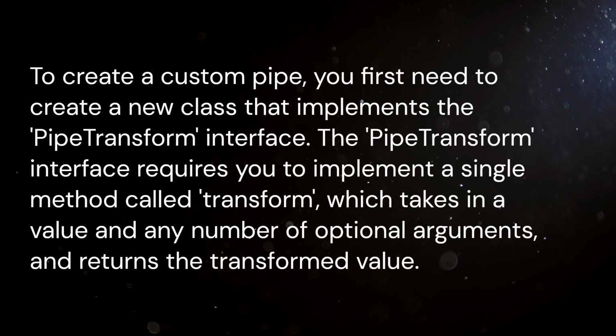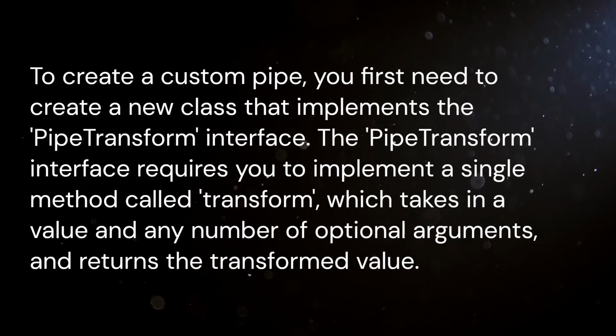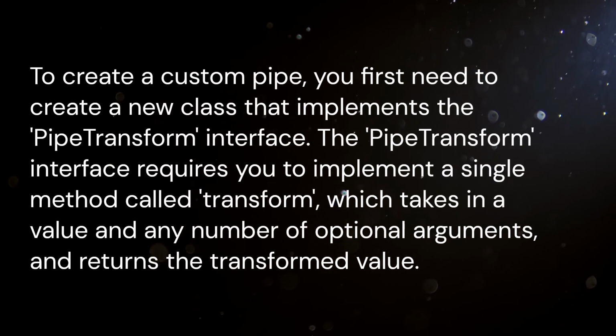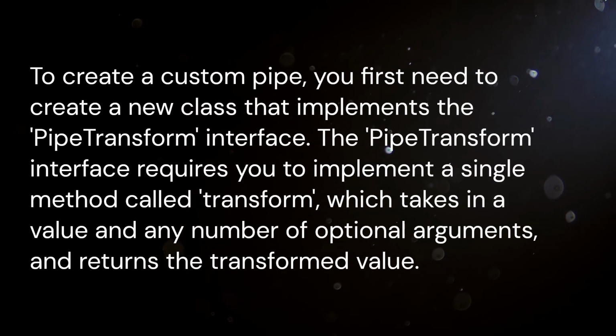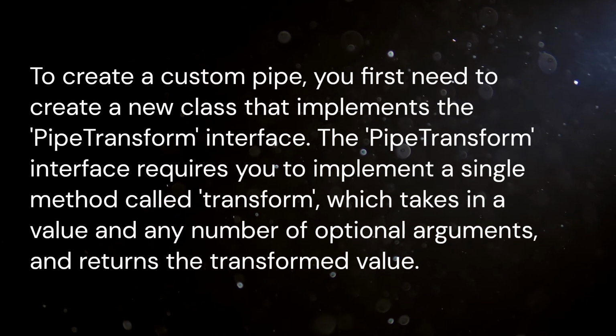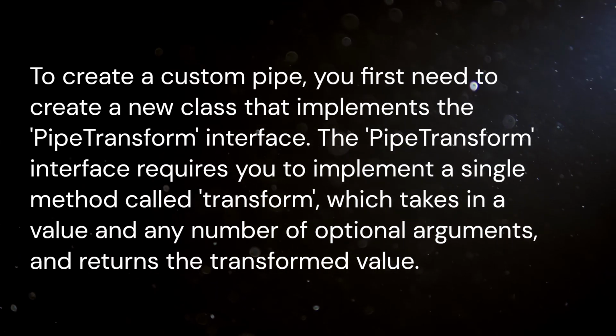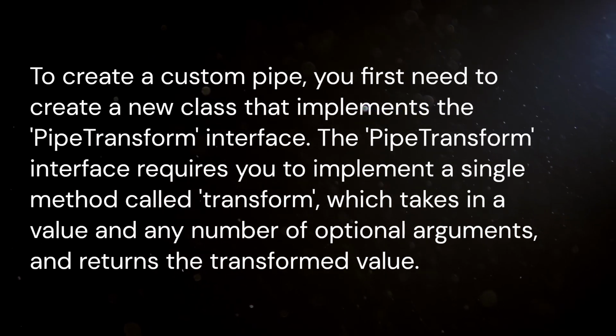To create a custom pipe, you first need to create a new class that implements the PipeTransform interface. The PipeTransform interface requires you to implement a single method called transform, which takes in a value and any number of optional arguments and returns the transformed value.